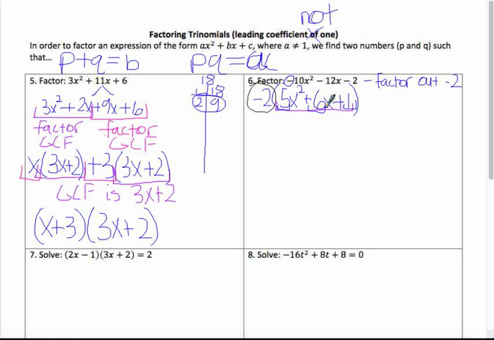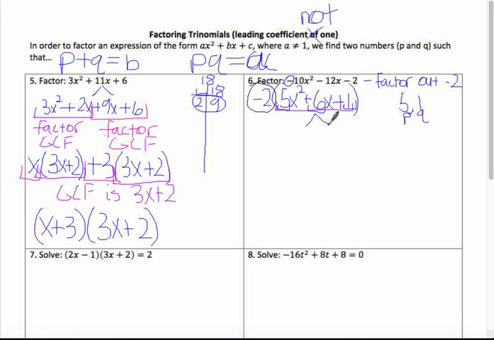Now, the only things that multiply to 5 are 1 and 5, and they happen to add to 6, so we are in luck. So remember, my numbers are 5 and 1. That was my P and my Q. So now I split 6x into plus 5x plus 1x.